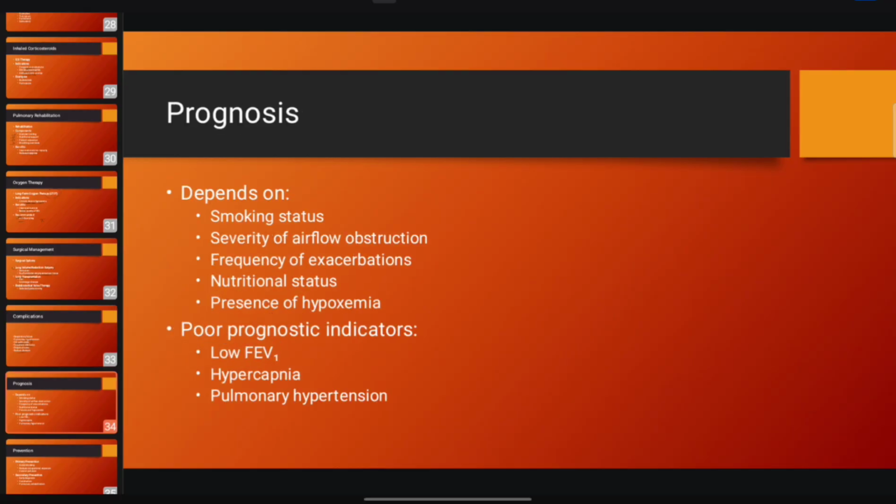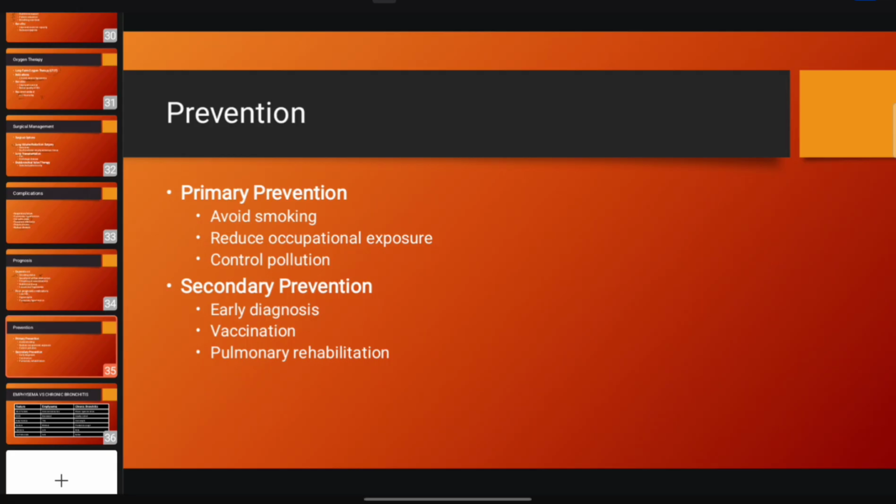Then we talk about the prognosis, which depends on the smoking status. First of all, most important is the smoking status. Then we talk about the severity of airflow obstruction, frequent exacerbations, nutritional status, and presence of hypoxemia. Poor prognostic indicators include low FEV1 value, hypercapnia, and pulmonary hypertension. The preventions include primary prevention, which is to avoid smoking and reduce occupational exposure. Most of the occupational chemicals are responsible for COPD, so we have to reduce occupational exposures, and also control pollution. Secondary prevention includes early diagnosis, vaccination, and pulmonary rehabilitation.